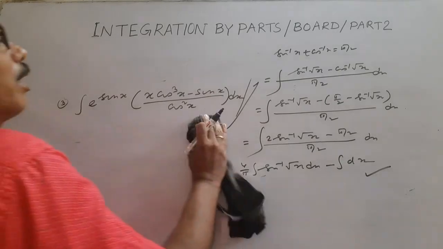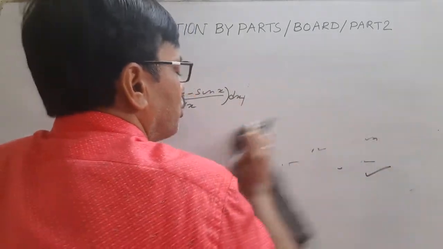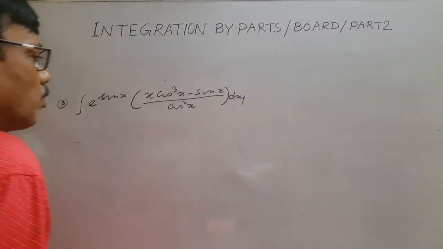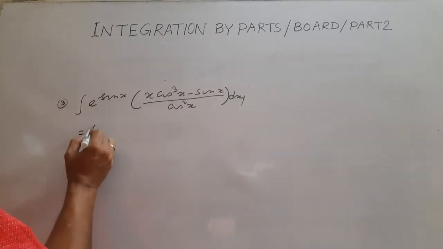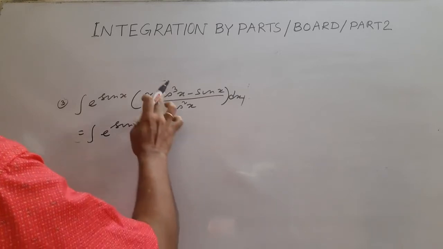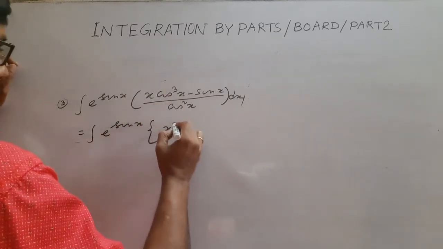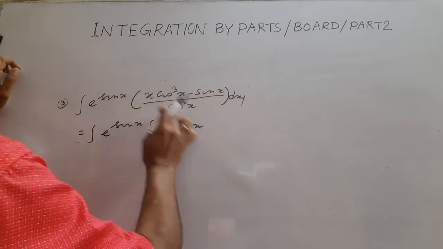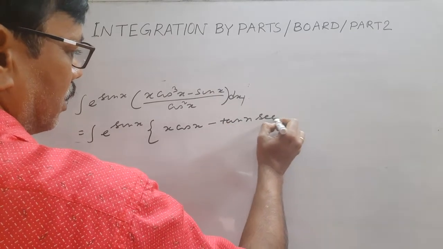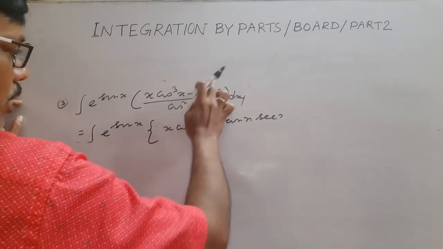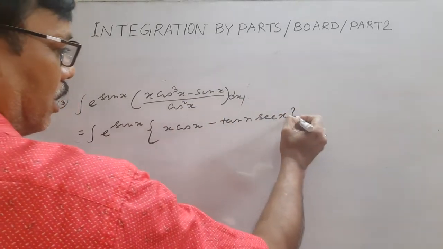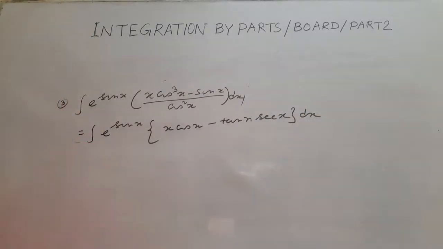Next, problem number 3. This is the most important problem for competition also. So look, e to the power sin x, this is x cos x, cos cube x cancel, minus tan x, sine by cos, this is tan x, and this is sec x. We are getting this one.